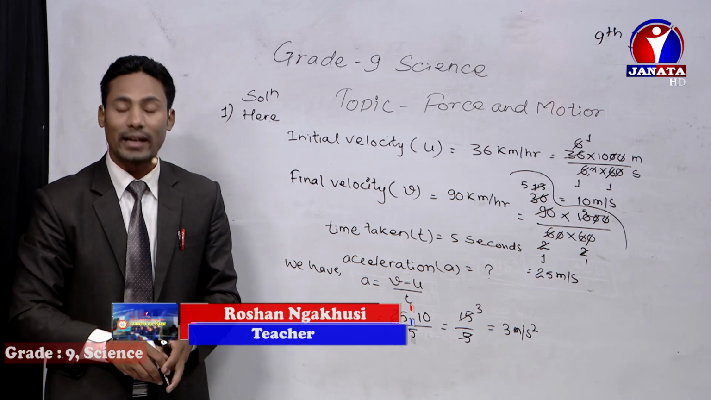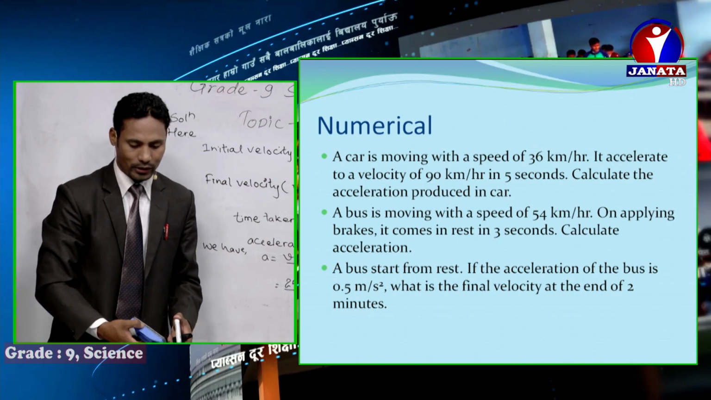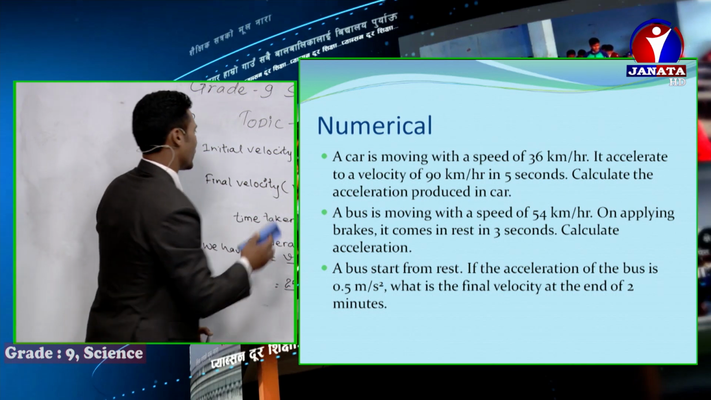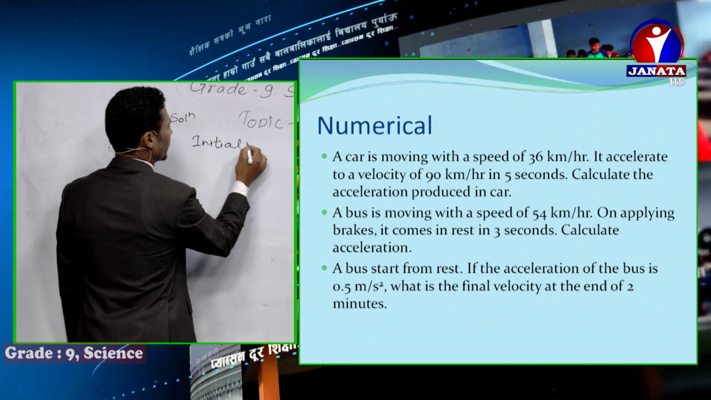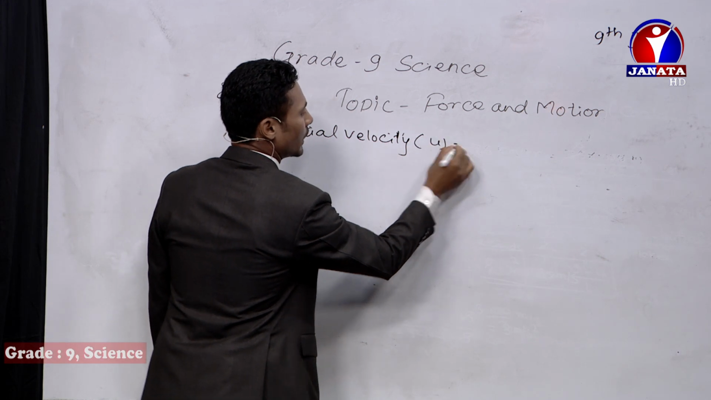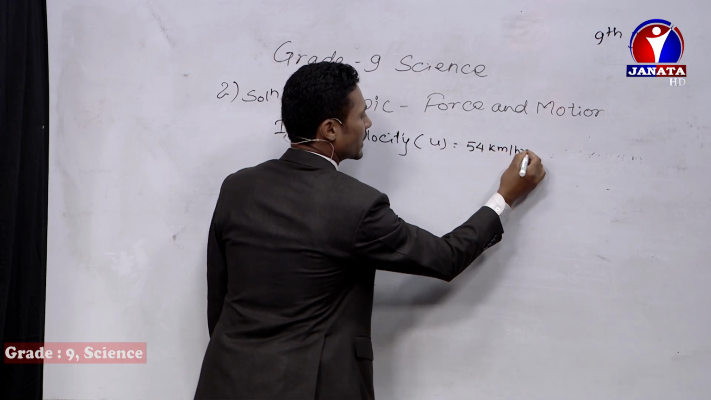Similarly, there is another example. Let's solve that also. A bus is moving with the speed of 54 kilometer per hour. On applying the brakes, it comes to rest in 3 seconds. Then calculate the acceleration. So let's see how to solve that one. Okay, that is number 2, right? And the initial velocity is given over there, 54 kilometer per hour. So here the initial velocity, the symbol for this one is u. It is 54 kilometer per hour, right?